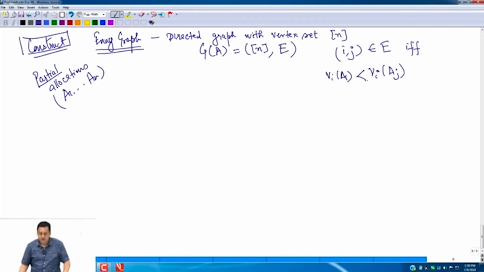if and only if, so i envies j. Right, and this is the condition for envy: i looks at its own current bundle, the A_i, and says, you know what, I would actually prefer j's. So if this happens, you put a directed edge between nodes i and j that represent agents i and j respectively. Okay, so yeah, this we have already seen.